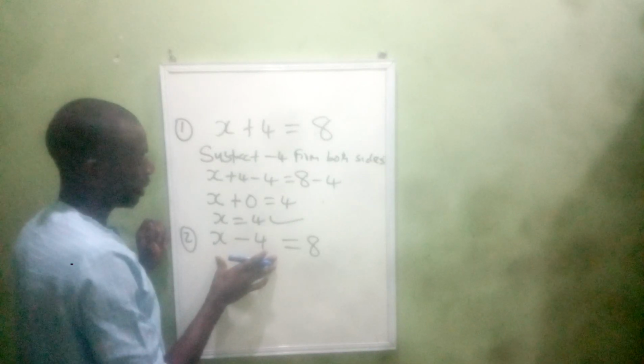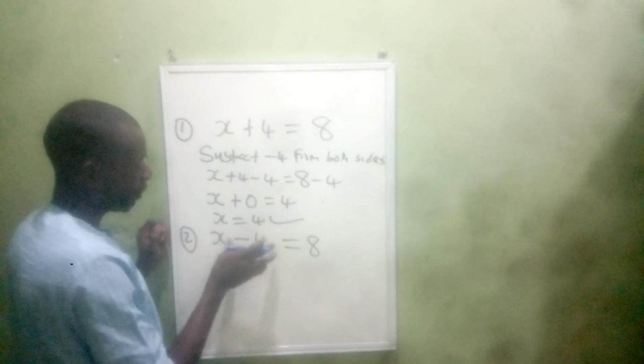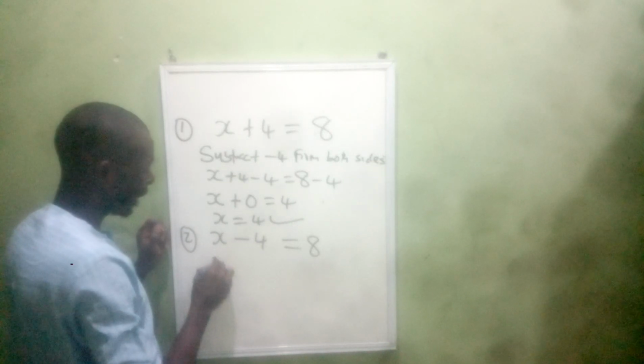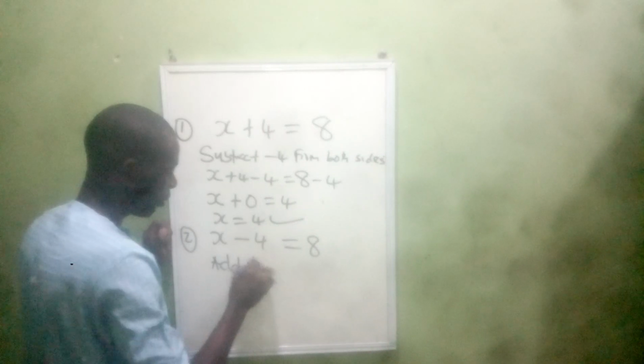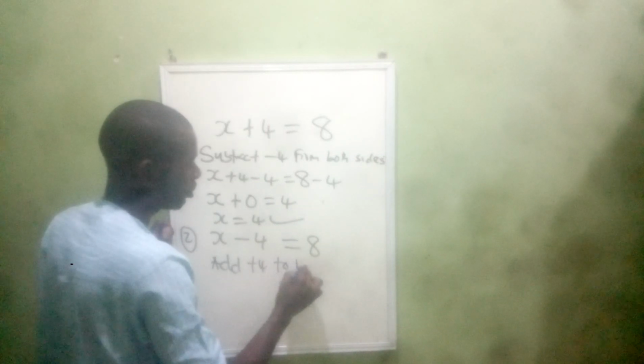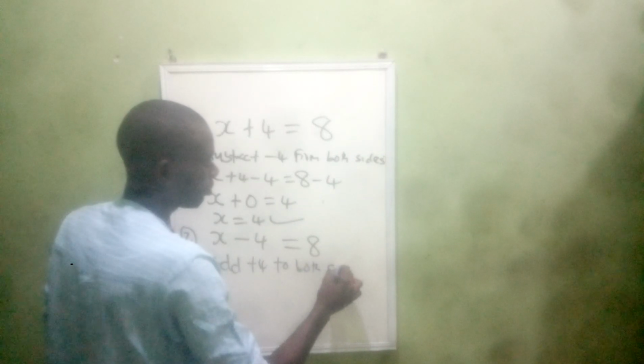And if here is minus, what you are going to do is, if it is minus, you say what? Add what? Plus 4 to both sides. This is what you are going to do.